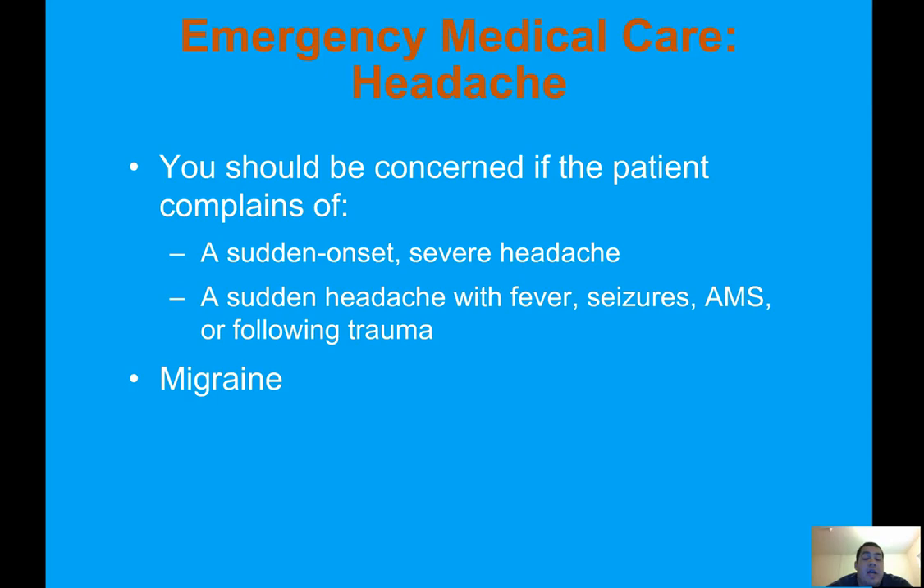So emergency medical care for a headache: be concerned if the patient complains of a sudden onset severe headache, a sudden headache with fever, seizures, AMS, or following trauma, migraine. Anytime there's a sudden onset severe headache and also a really high blood pressure near the 200s, that could be indicative of a stroke. Or the high blood pressure could be the cause of their headache. So make sure you do the stroke scale to rule that out, because they might need to get on some hypertension or blood pressure medications.